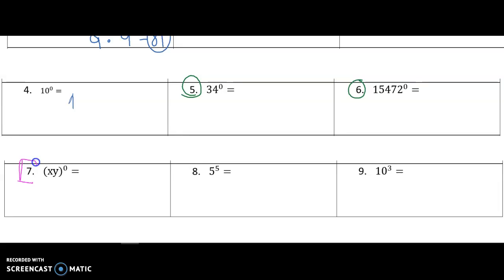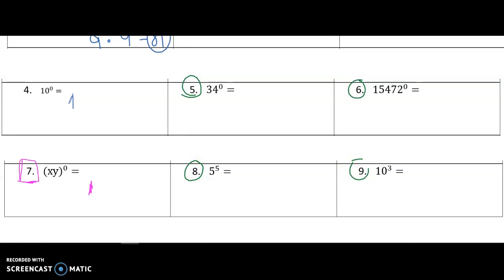Take a minute to look at number 7. What is xy to the 0 power? I'm trying to trick you here. Don't let me trick you. Well, anything to 0 power is 1. So the answer is just 1. Again, I was just trying to trick you there by throwing variables. I'm gonna go ahead and let you do number 8 and you do number 9.